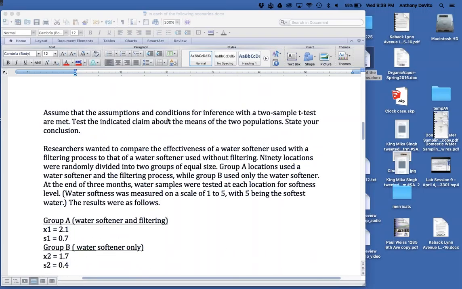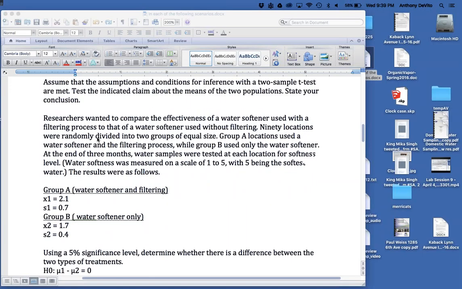Assume that the assumptions and conditions for inference with a two-sample t-test are met. In other words, that they're random and independent. So the people in the two groups are selected randomly, and there's no association between the people that are selected. It's not like all the people in one group are married to the people in the other group or something like that. Or all the people in one group are married, and all the people in the other group were chosen not married.